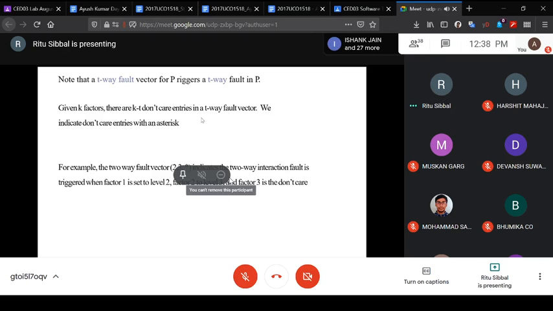तो एक रह गया, तो इसका मतलब 3 minus 2 1. 1 is a don't care entry. वही हमने करा है Z के लिए. Z is a don't care entry when we are considering only two-way interaction.